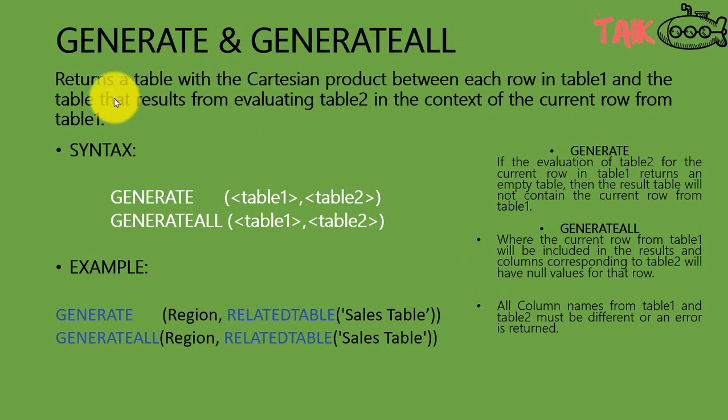Generate and generate all tags return a table with a Cartesian product between each row in table 1 and the table that results from evaluating table 2 in the context of the current row from table 1. It is similar to the CROSSJOIN DAX function, and the syntax is GENERATE(table 1, table 2). The same for GENERATE ALL(table 1, table 2).